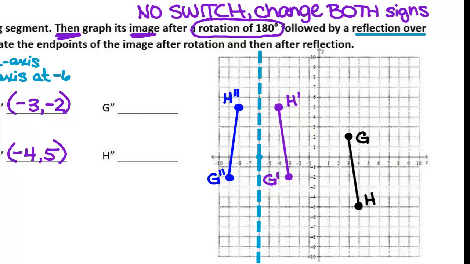Why does it get the double prime on that? Because it's a reflection of the prime. Yes, we took the prime and then we did something else to it. Do you have to put the vertical line there? No, but you have to know where it is so that you can do the reflection. Yes, you do. You have to put the primes and the double primes or it is incorrect.